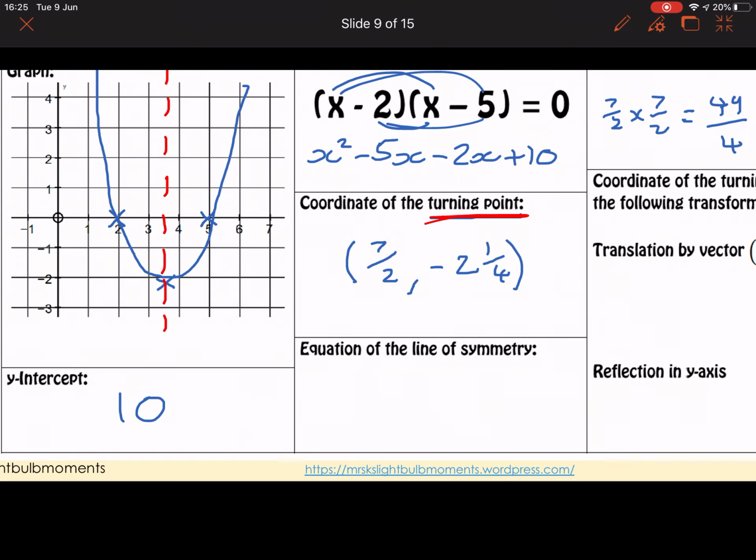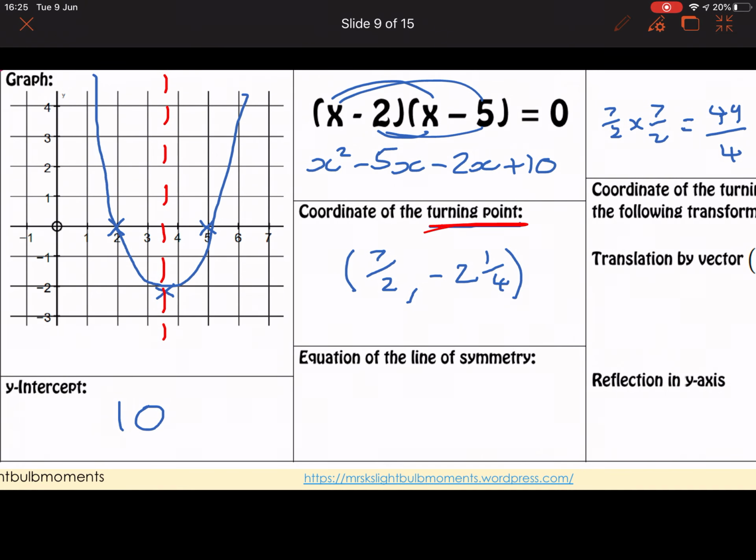Now we have to write that line as an equation. So an equation of the line of symmetry. It's going through the x-axis, so it's going to be an x equals, and it's going to be 3.5. You could leave that as a decimal. That comes from your turning point. Okay, 7/2 is 3.5, or you could write it as a fraction, either way. Can you see how that is? Your equation of the line of symmetry is x equals 3.5.